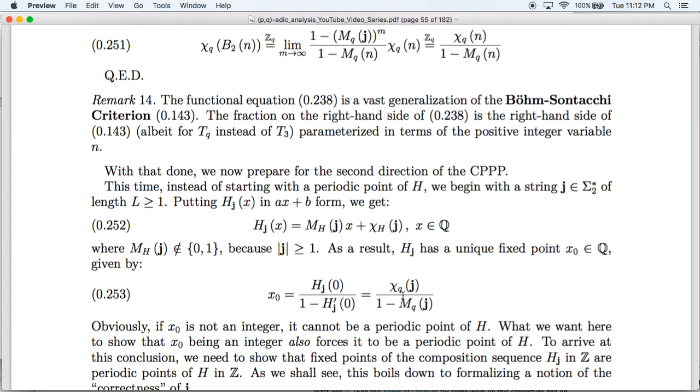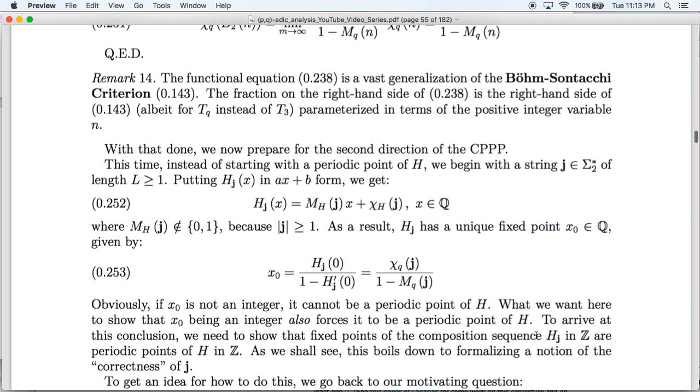Obviously, if x0 is not an integer, it cannot be a periodic point of H. What we want here then is to show that if x0 is an integer, then it must be a periodic point. To arrive at this conclusion, what we're going to need to show is that fixed points of a composition sequence H_bold j which are integers are going to be periodic points of H itself. As we'll see, this boils down to formalizing a notion of the correctness of bold j.